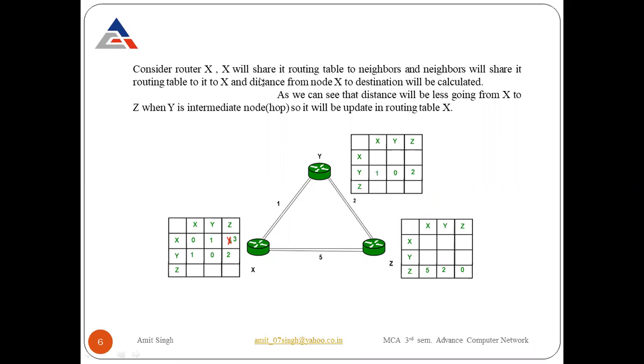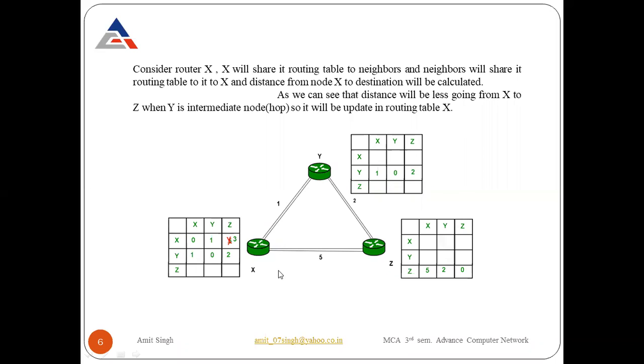Consider router X. X will share its routing table with the neighbors, and neighbors will share their routing tables with X. And the distance from node X to the destination will be calculated. It's very simple. Whenever we are moving to the next node, we consider that particular distance, and again we consider the next distance, and the value will be updated. As we can see, the distance will be less going from X to Z when Y is intermediate, so it will be updated in the routing table.